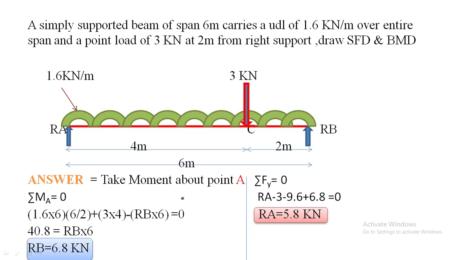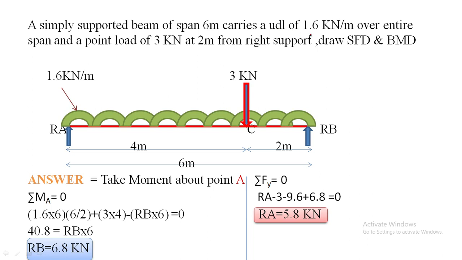The next, second problem: a simply supported beam of span 6 meter carries a UDL of 1.6 kilonewton per meter over the entire span and a point load of 3 kilonewton at 2 meter from the right support. Draw SFD and BMD. So this is the figure. This is a simply supported beam with RA and RB supports. Then a 6 meter span is provided.